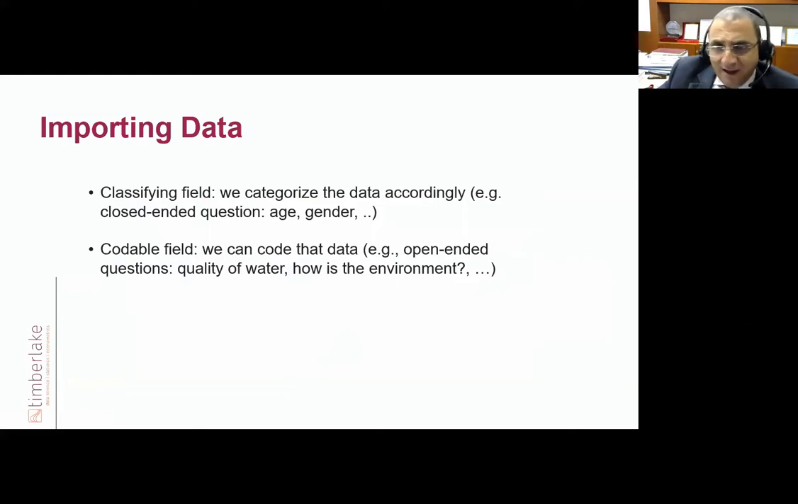Each field could be either what we call an open-ended or a closed-ended question. When we ask about age, it's one number. So it's 50, 60, 40, whatever. It's one number. This is what we call closed-ended questions. But most surveys have what you call open-ended questions, where you provide feedback.